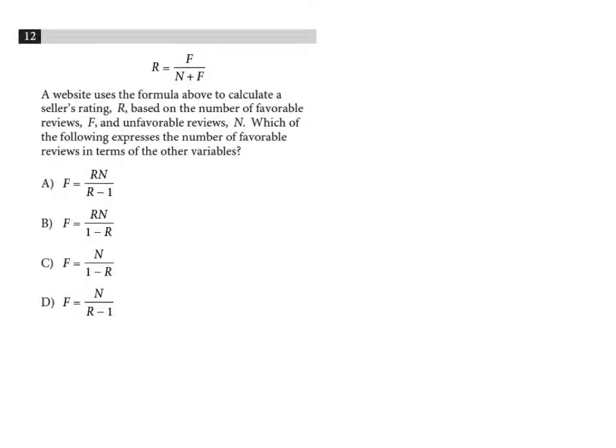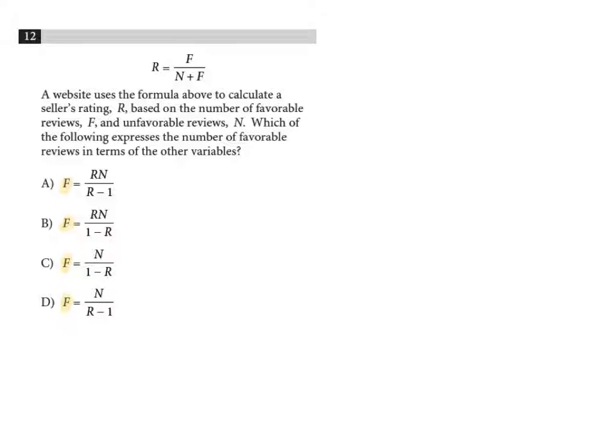12. A website uses the formula above to calculate a seller's rating R based on the number of favorable reviews F and unfavorable reviews N. Which of the following expresses the number of favorable reviews in terms of the other variables? So what we want to do is isolate the F. We're solving for F. Okay, so it doesn't really matter anything else about the details of this problem.